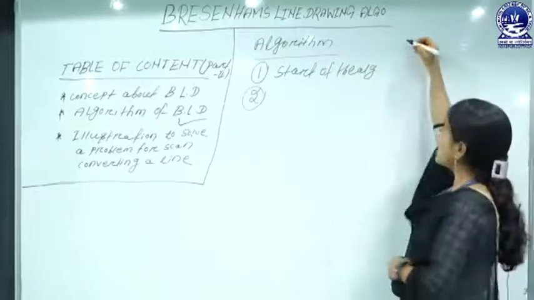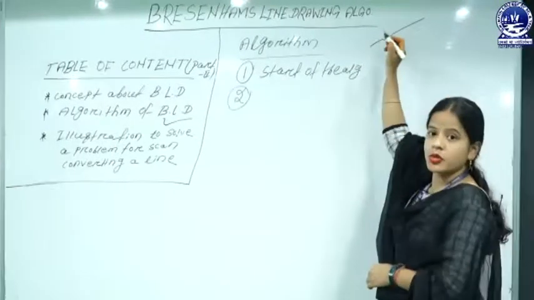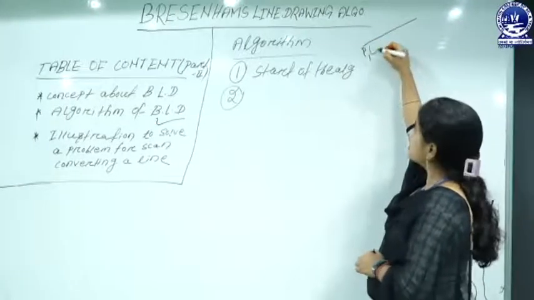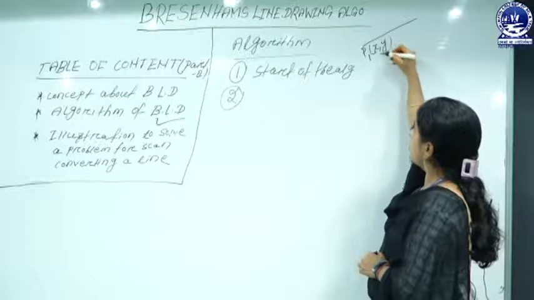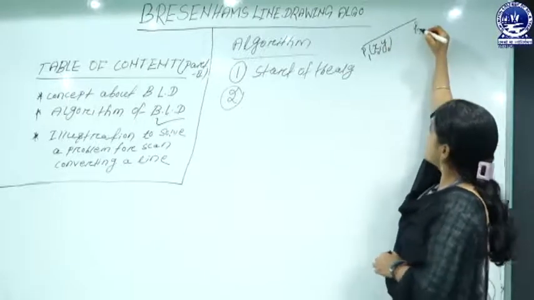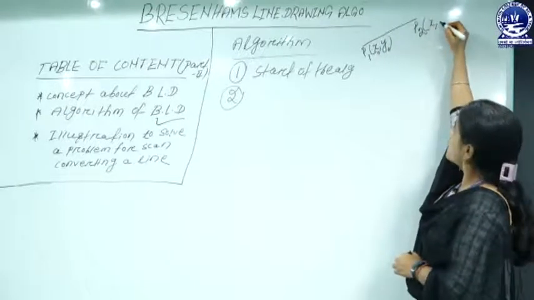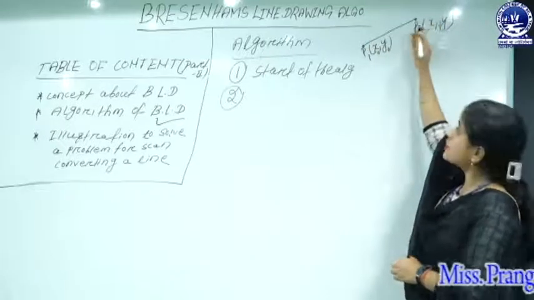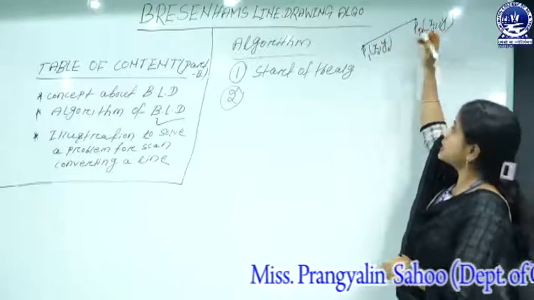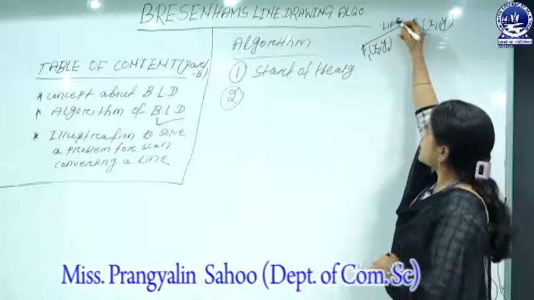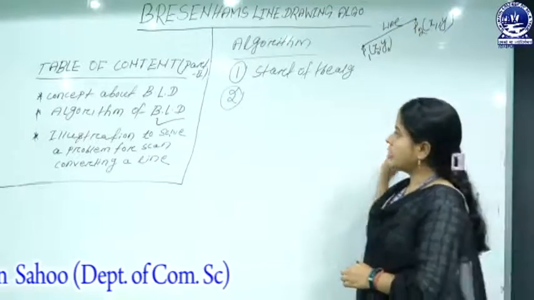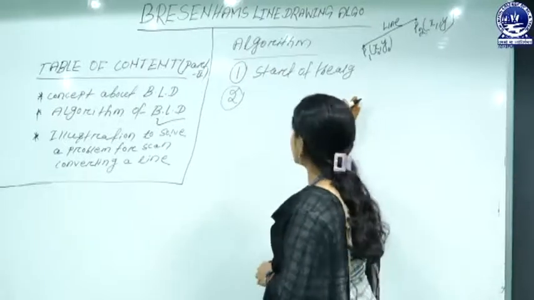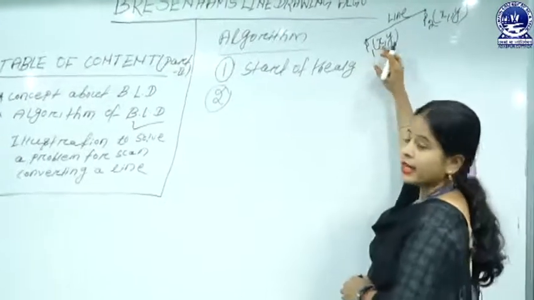As you know, a line normally consists of two end coordinate points. Suppose the first coordinate point is P1 of x0, y0, and the other is P2 of x1, y1. Okay. When these two end coordinate points are interconnected with each other, then the given line is produced. Okay.